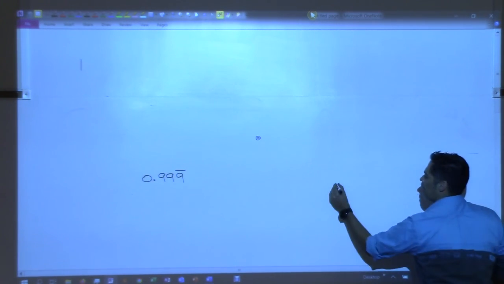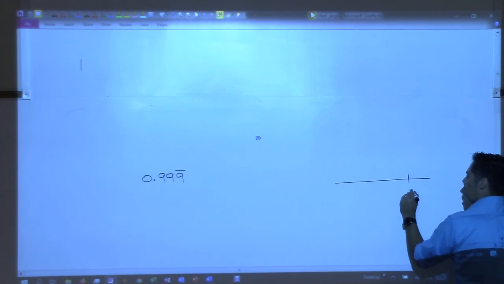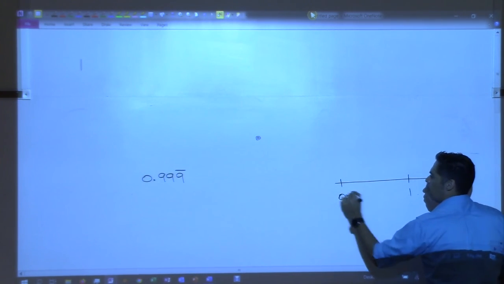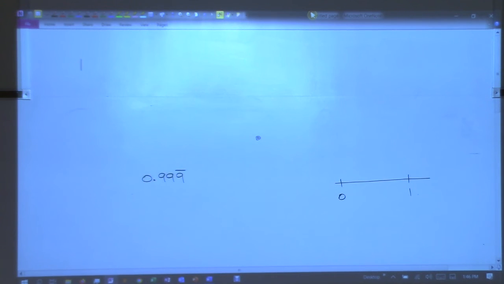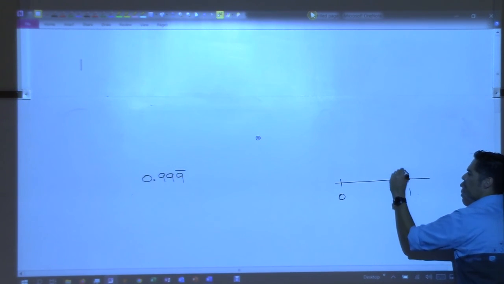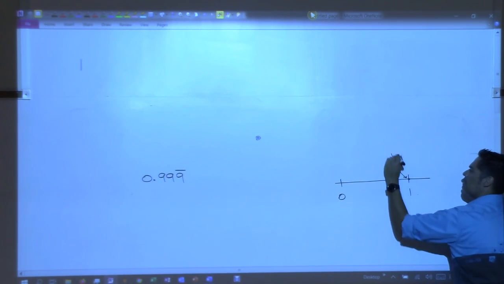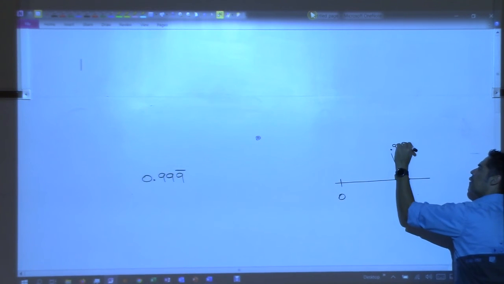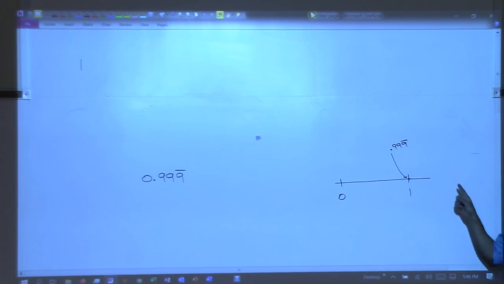So I'm going to draw a number line. Here's the number 1. Here's the number 0. Where's that number? Right next to the 1? So like here's the number 1, right? 0.999 forever is the number right next to 1. Does that seem to make sense to you?